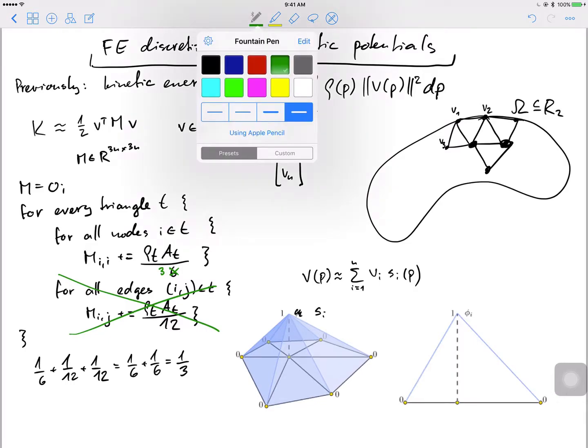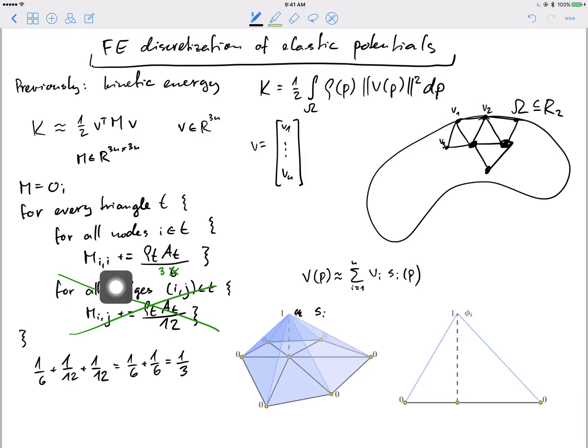Oh, and by the way, there is this little detail that this I actually means the entire 3x3 block, okay? Because this is just a technicality, because these things are not scalars, but 3x3 identity matrices scaled by this number. Okay, so this makes sense.